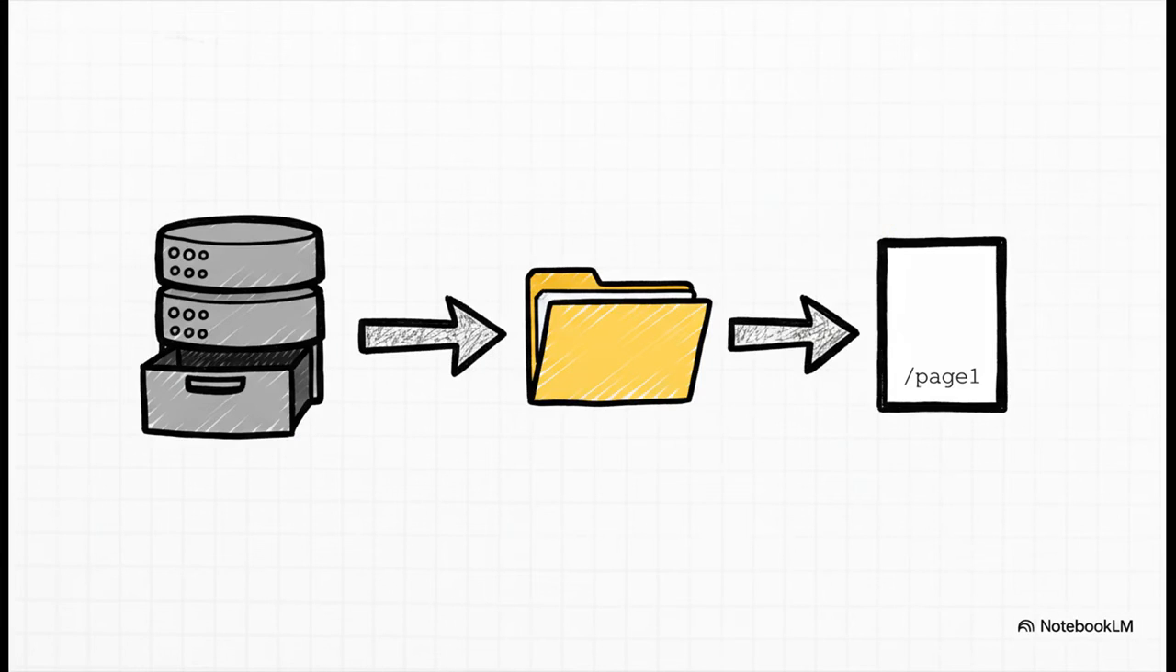And last but not least, we have the path /page1. This tells the server which specific thing we're looking for. A great way to think about it is like a file path on your own computer. It's like navigating through folders to find the exact document you want.